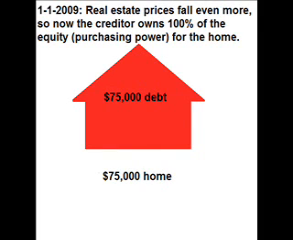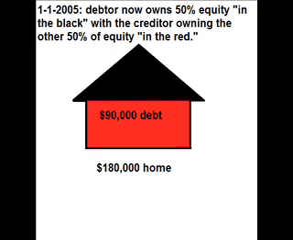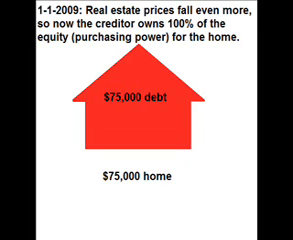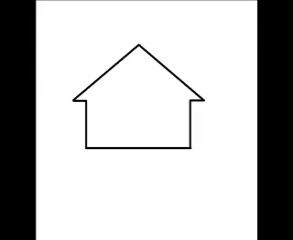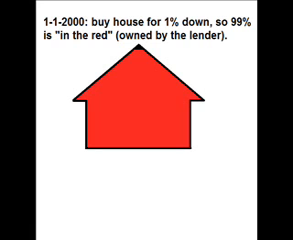Okay, basically what happens is the house in 2009 is totally owned by the creditor. Nothing's left. It's a $75,000 home now. $75,000 left on the mortgage. That means the creditor owns it all. They got 100% equity. In 4 years, they went from having 50% equity to 100% equity. That's all that's happened. Transfer of equity. That's what happened with the home.